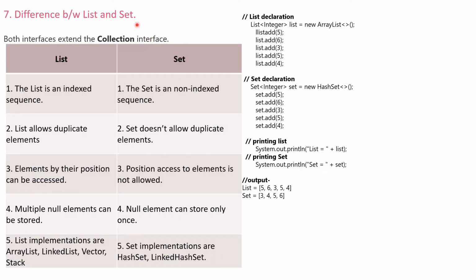Difference between list and set. This is a Java question. Both interfaces extend the Collection interface. So list and set actually come under the Collection interface. The list is an indexed sequence, and set is not an indexed sequence.